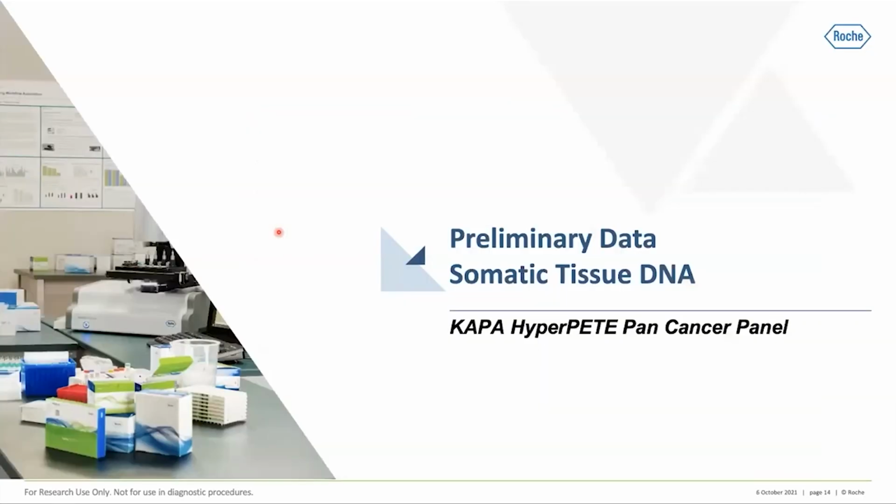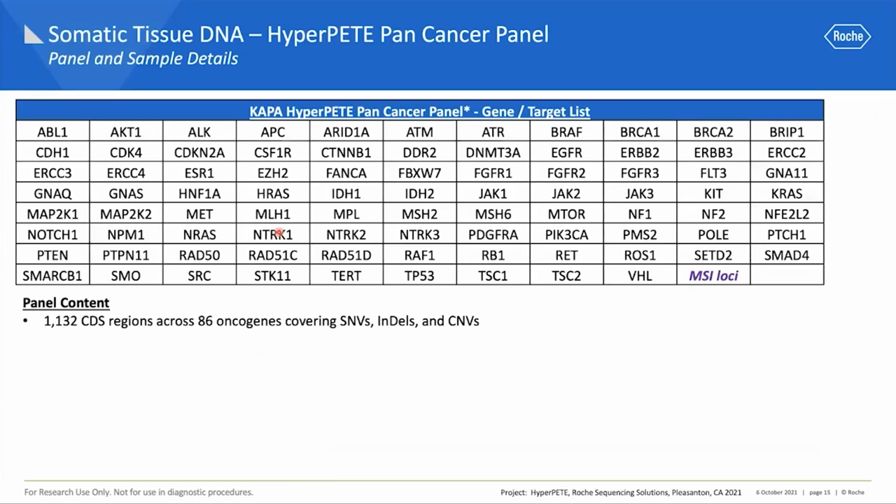So now I'm going to hop into some preliminary data for both the somatic tissue DNA workflow and the cell-free DNA workflow, as well as the somatic RNA workflow. Our somatic tissue DNA workflow here is using the HyperPETE pan-cancer panel. And on the top here, you can see the gene and target lists for this pan-cancer panel. The genes are listed here.